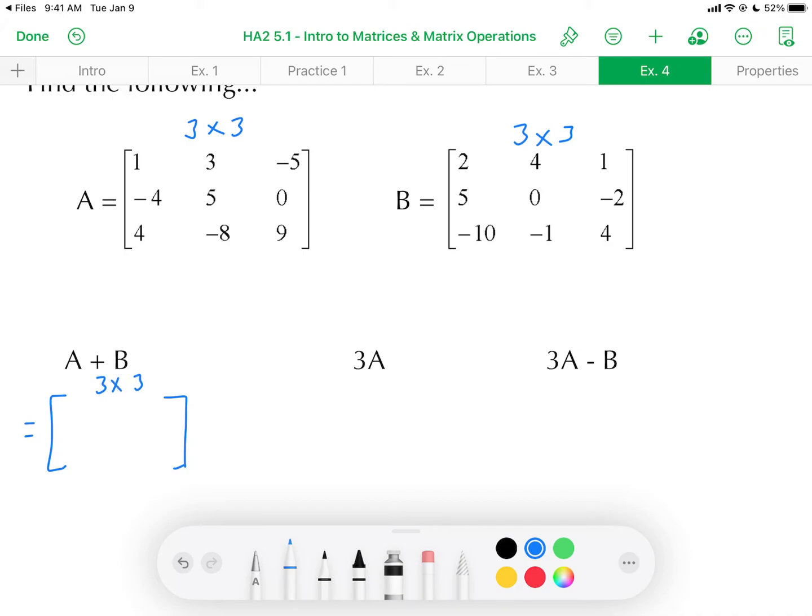And it's really simple. Just add the corresponding elements together. So I'm going to add 1 with 2 to give me 3. Add 3 with 4 to give me 7. Add negative 5 with 1 to give me negative 4. Then can we do the same with the rest? So you'll get a 1, a 5, negative 2, negative 6, negative 9, and 13.